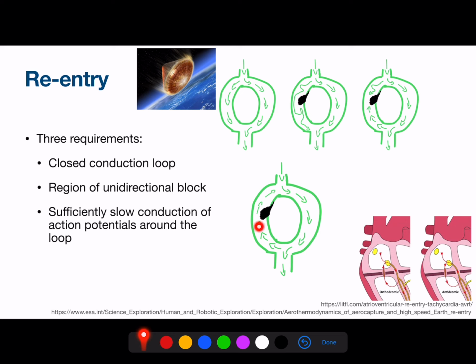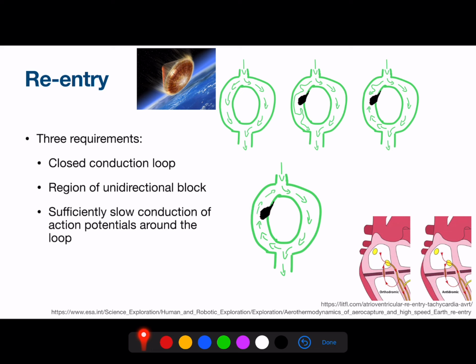And when the action potential is here approximately, these cells are already repolarized and ready to depolarize. But there's not yet an action potential coming from above. So they depolarize, depolarize. And these cells, like I said, are ready to depolarize again. So we have the closed conduction loop.